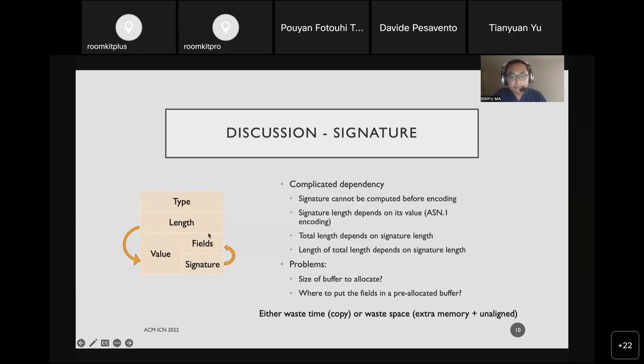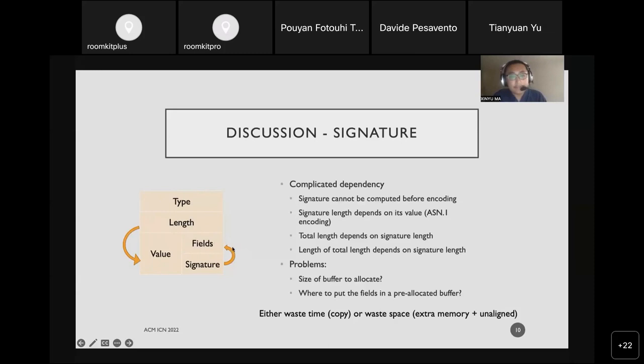So this leaves us a trade-off. That is, we have to choose either to waste some time to do an extra copy, or to waste some space. By wasting time, I mean, first we just encode those fields without allocating the buffer for the whole data packet. And after we encode the fields, we allocate the big buffer to contain the whole data object, and then put everything there. But by doing this, we have to copy the encoded data.